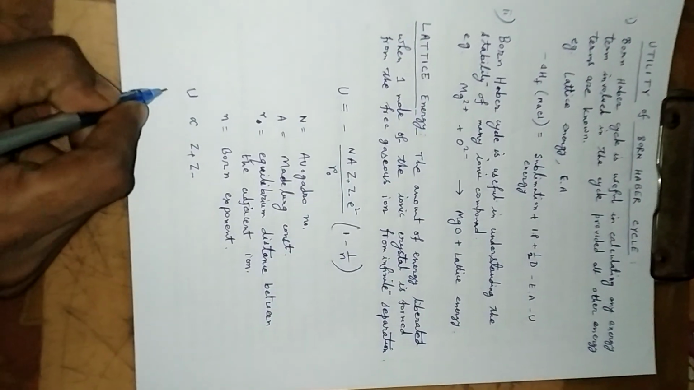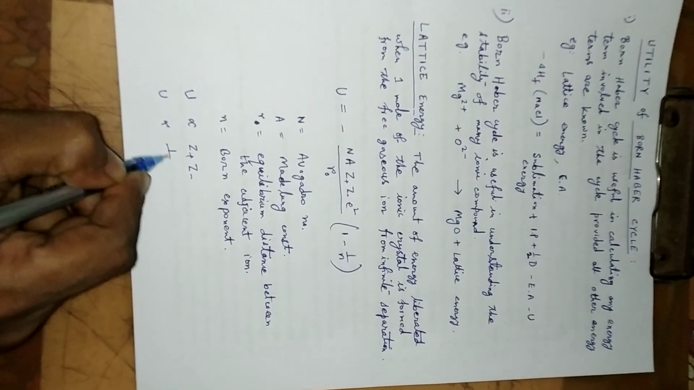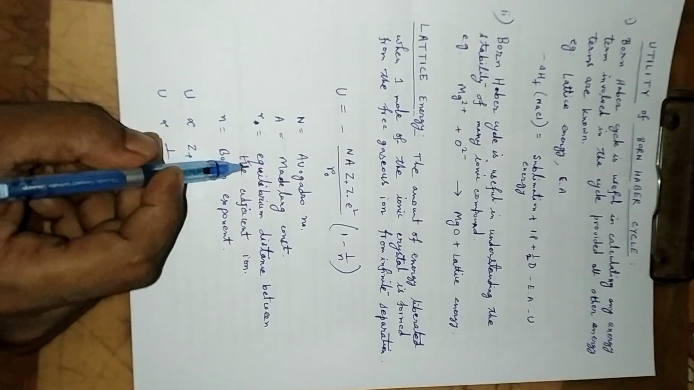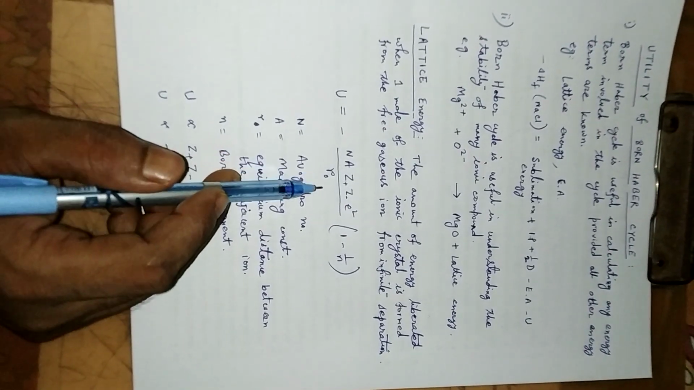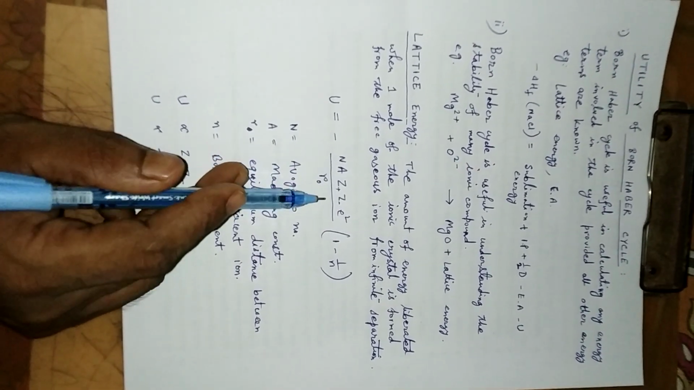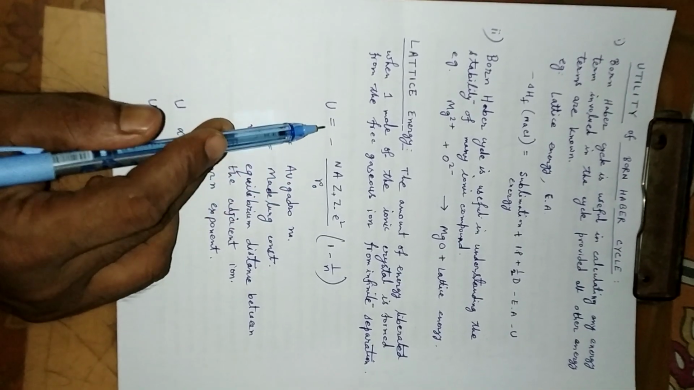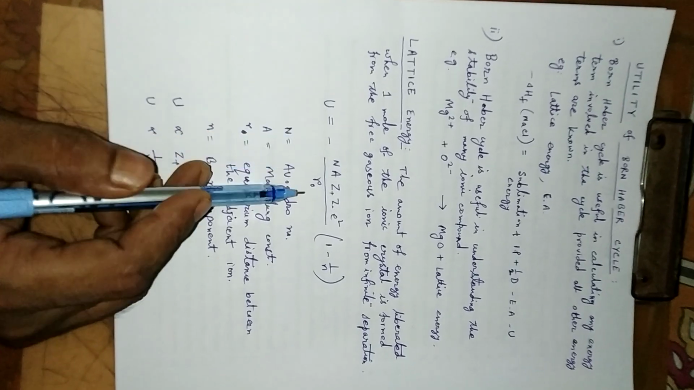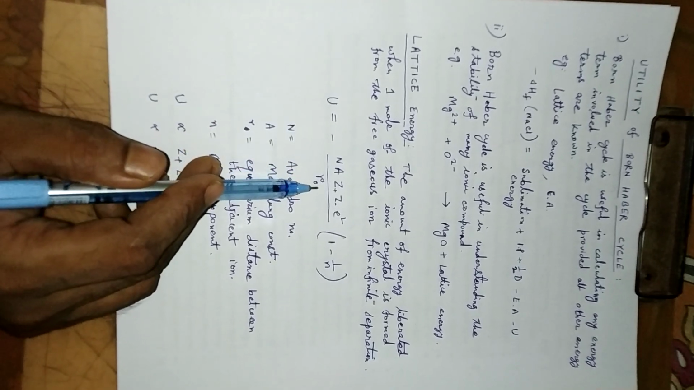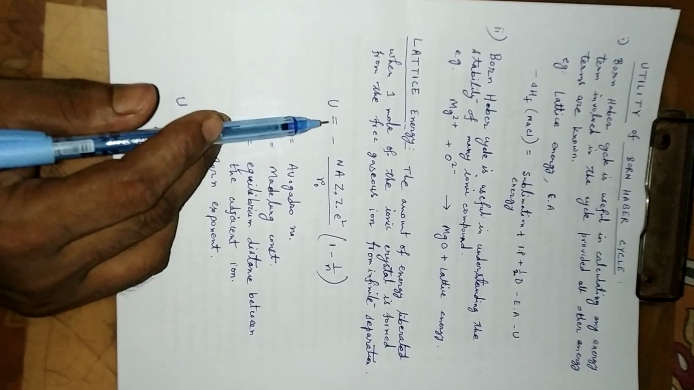Again, U is inversely proportional to 1 by R0. That is, if the equilibrium distance between the ions is high, then the lattice energy liberated is low. Or if the equilibrium distance between the ions is low, then the lattice energy is high.